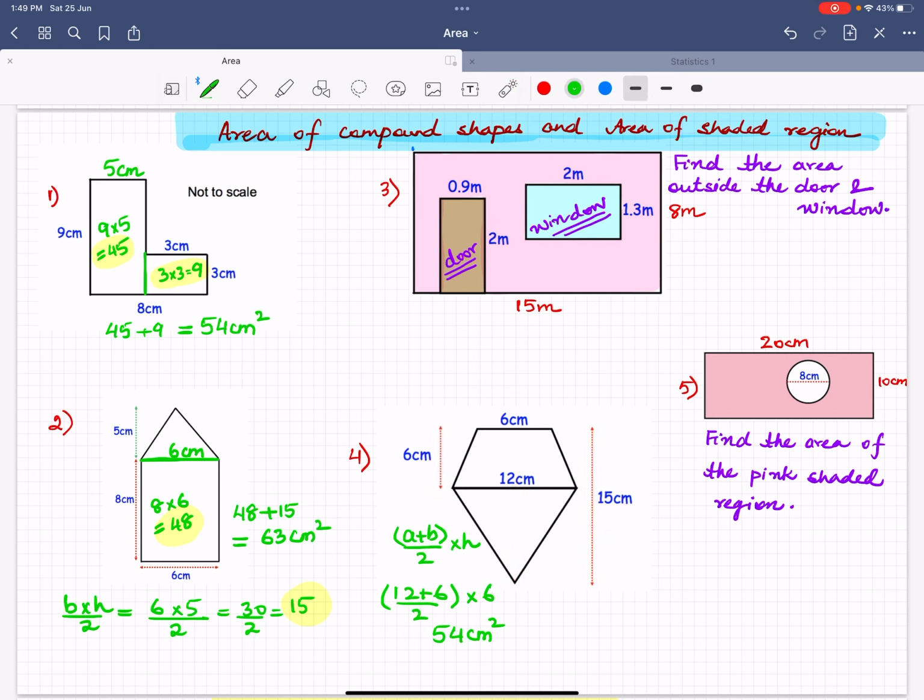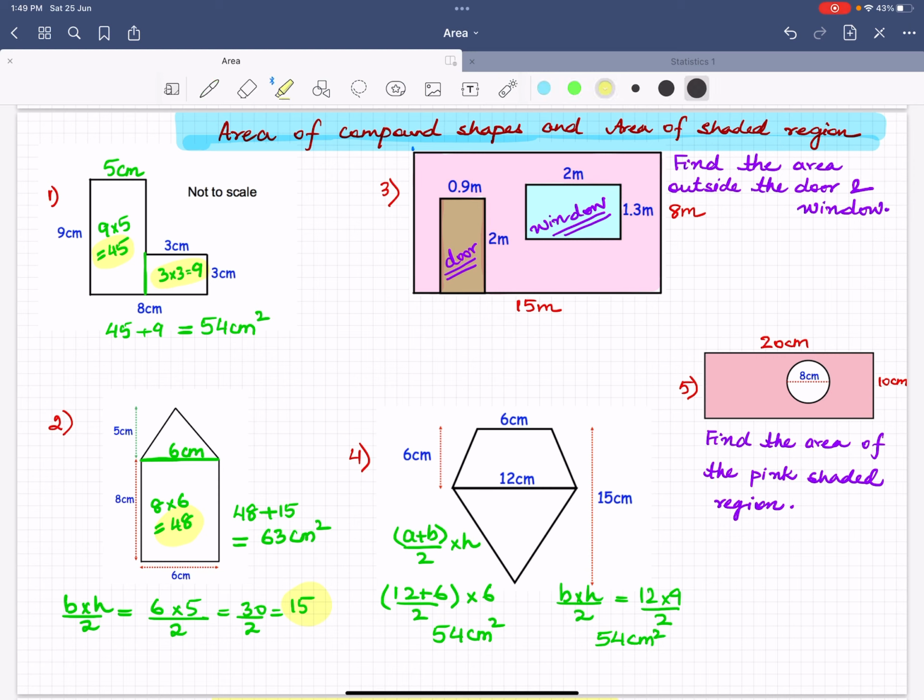So now we can find the area of the triangle. Area of a triangle is base times height divided by 2. Base is 12, height is 9, divided by 2, we get 54 square centimeters.